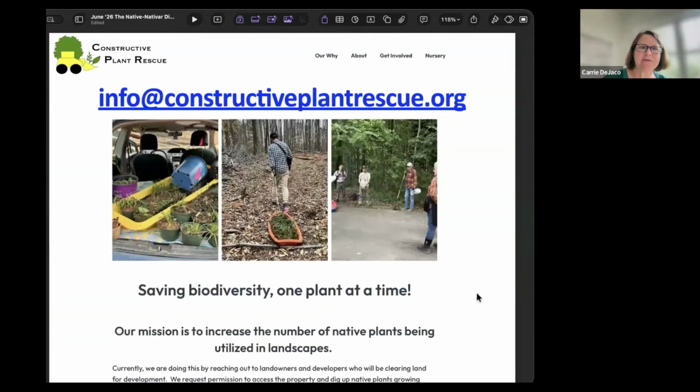I want to give a plug to this new group that I have co-founded and established. We could use a lot of help with volunteers if you are interested in helping to preserve and conserve variability among our native plants. We've got this organization that is rescuing native plants from areas that are about to be cleared for development. In doing so, we are helping to keep those genes alive within our native populations.